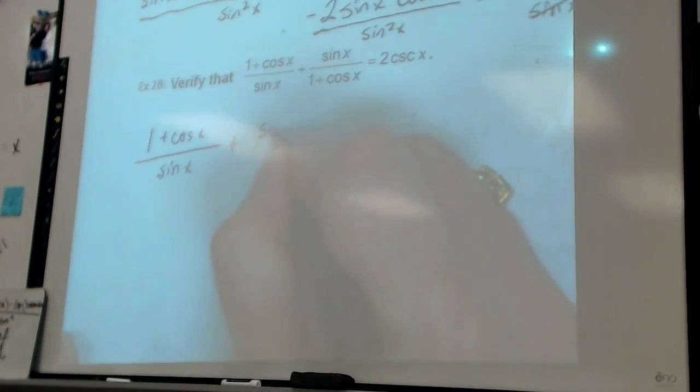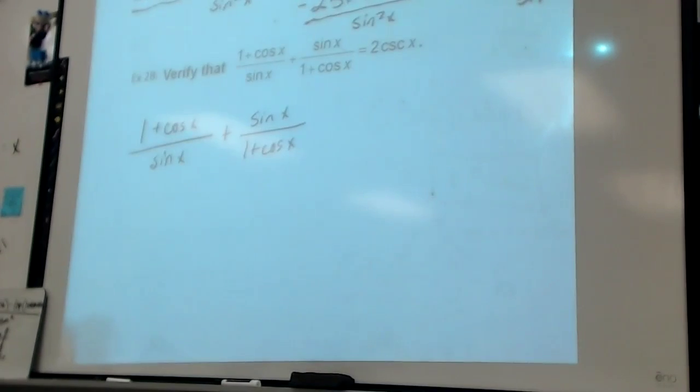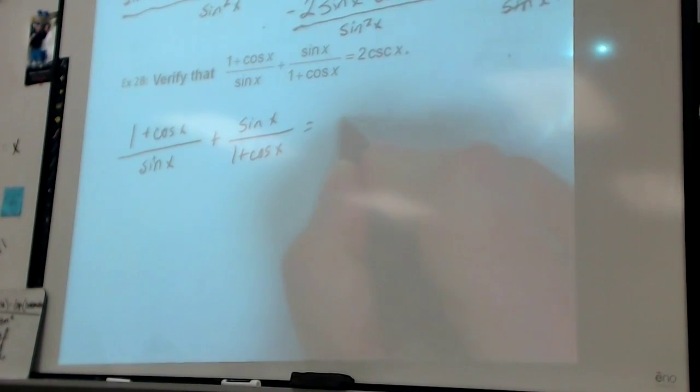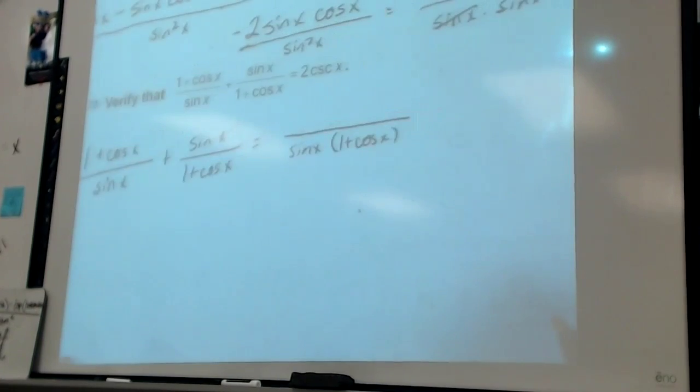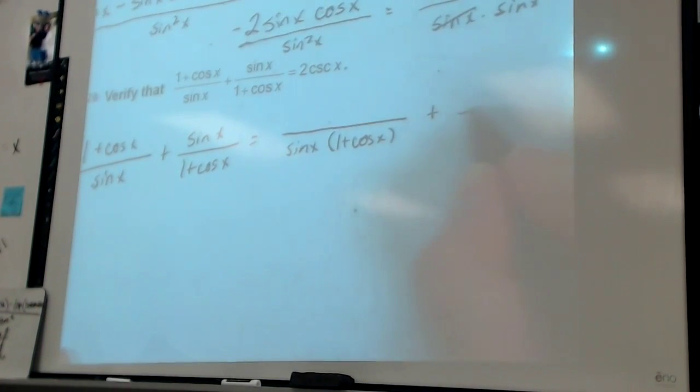Plus sine x over 1 plus cosine x. I'm just rewriting right now. So I have two fractions here. How do I combine fractions? What do I have to have? A common denominator. Well, I got a sine x here and a 1 plus cosine x here. So that's going to be my common denominator: sine x times 1 plus cosine x.